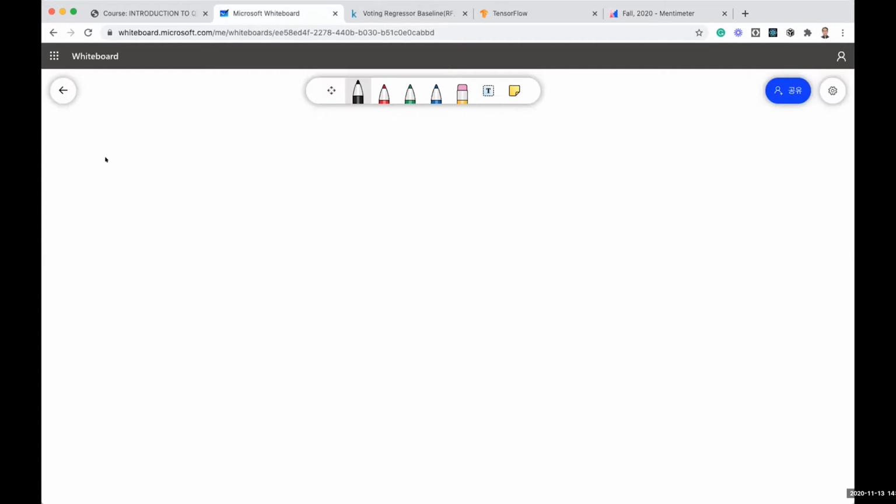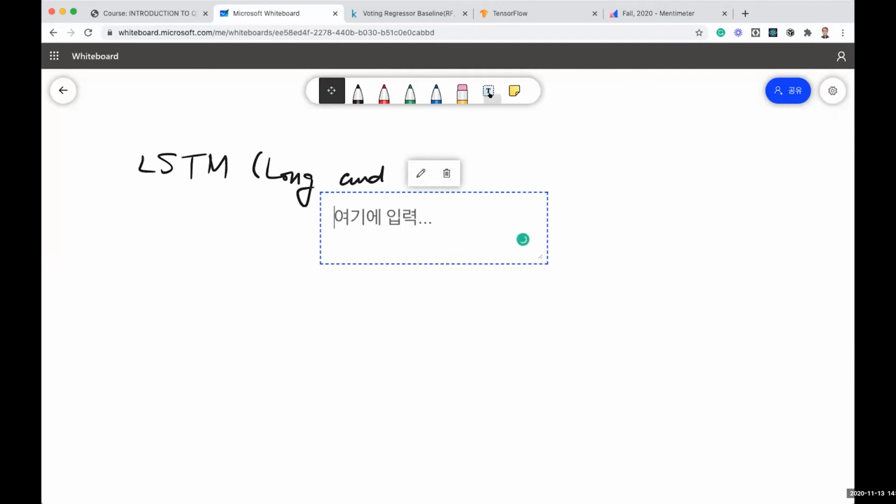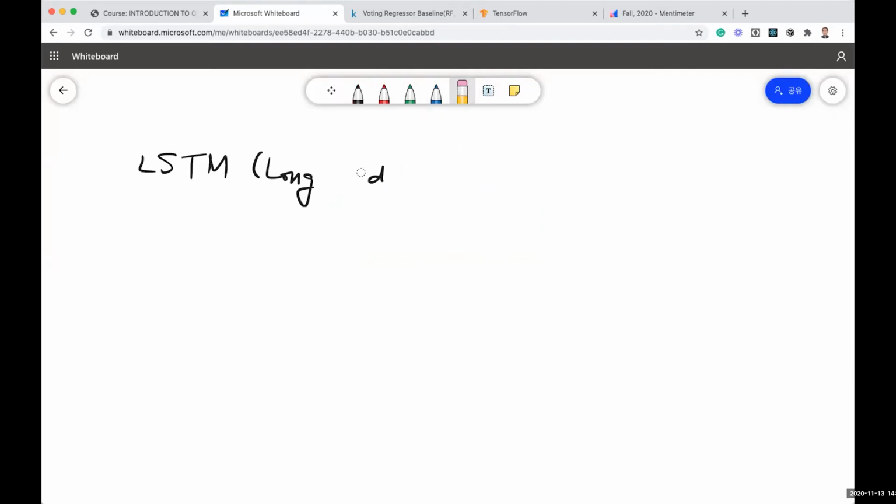Since this student is very curious about the LSTM, it's short for long short-term memory model.